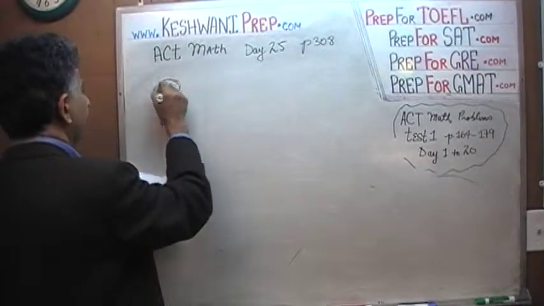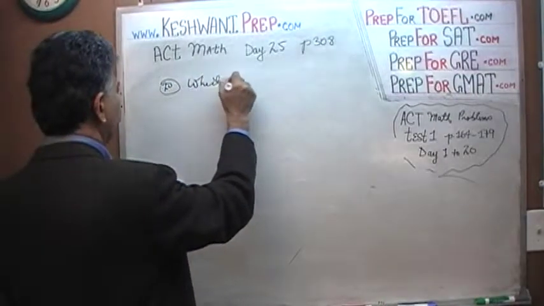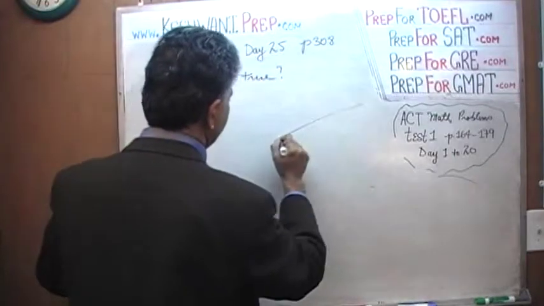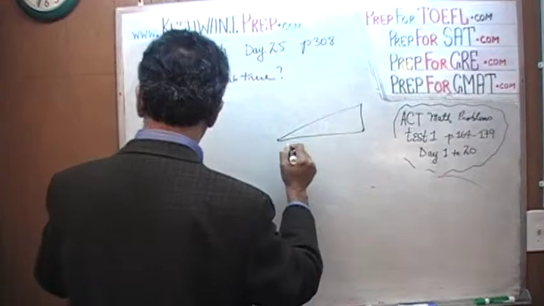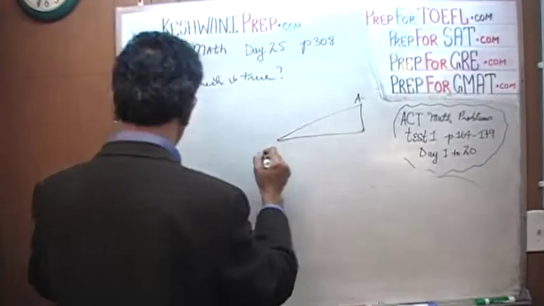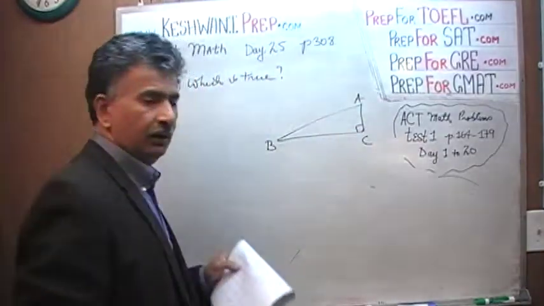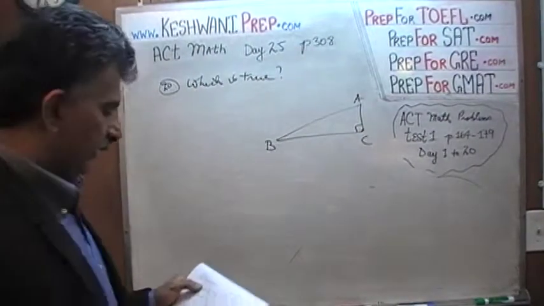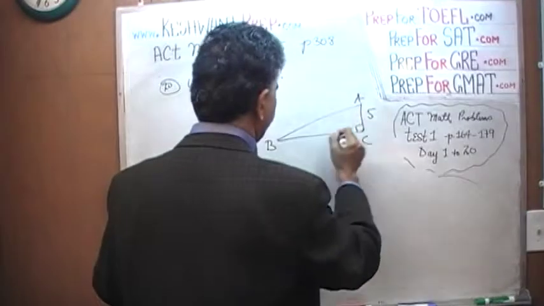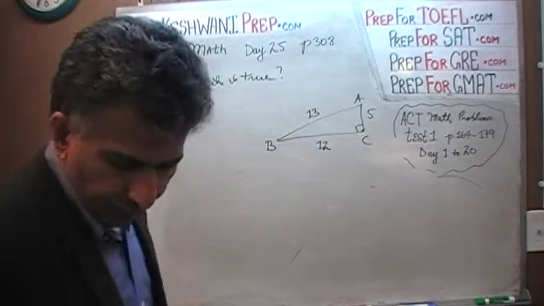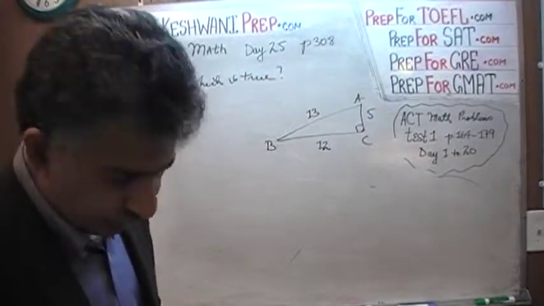In number 20, they're simply asking us which is true. The triangle that we have is this: A, B, C is a right angle triangle and it's a 5, 12, 13 triangle. We just have to go through one by one and see whether or not they are true.